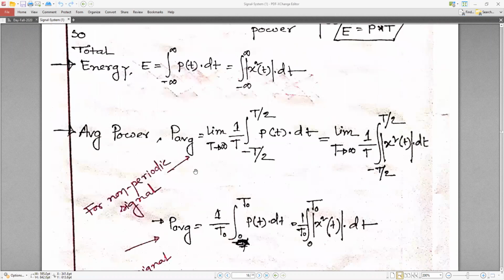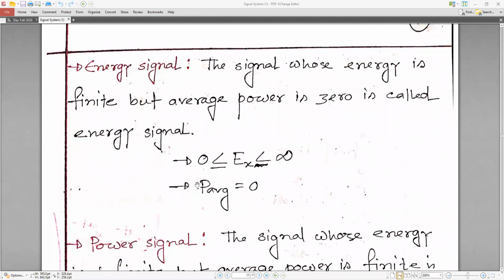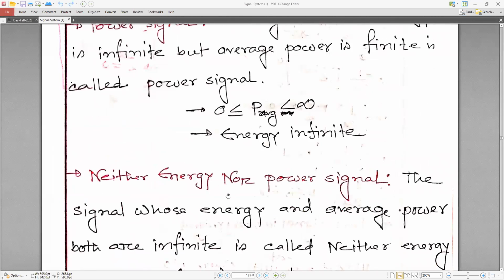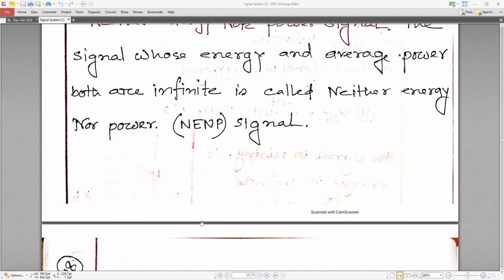So that is the basic of energy signal. A signal whose energy is finite but average power is 0 is called an energy signal. A signal whose energy is infinite but average power is finite is called a power signal. And some are neither energy nor power signals: the signal whose energy and average power are both infinite is called neither energy nor power signal.